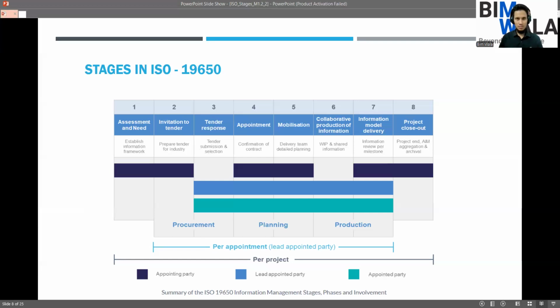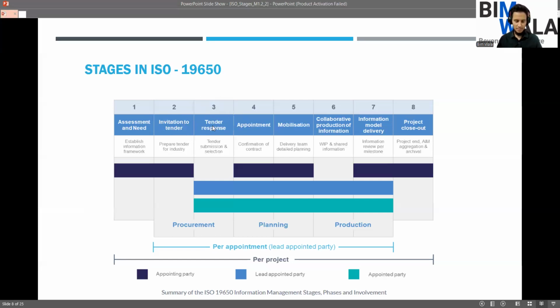So EIR is the document prepared in the first stage, and then a tender is floated for inviting the competitive bidders. EIR is nothing but a kind of pre-tender document, which gives clarity to the competitive bidders. This sort of information has been sought by the client or organization. Invitation to tender: the tender has been floated. Post that we have tender response.